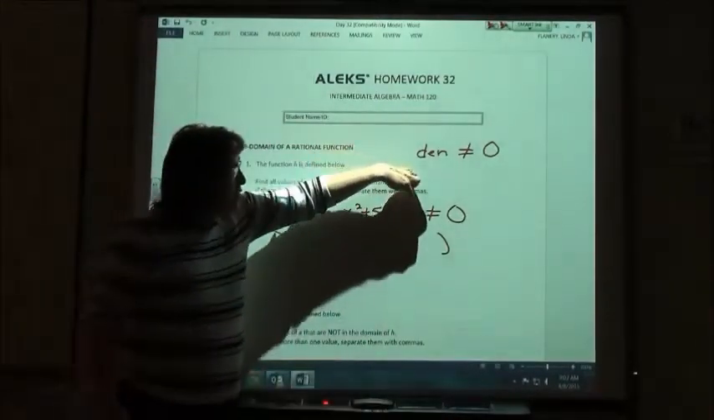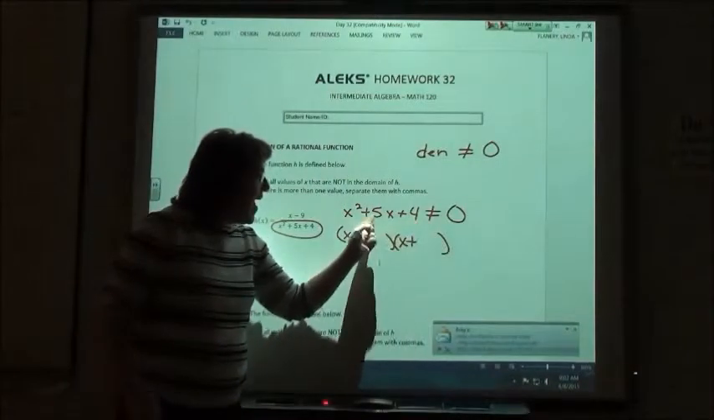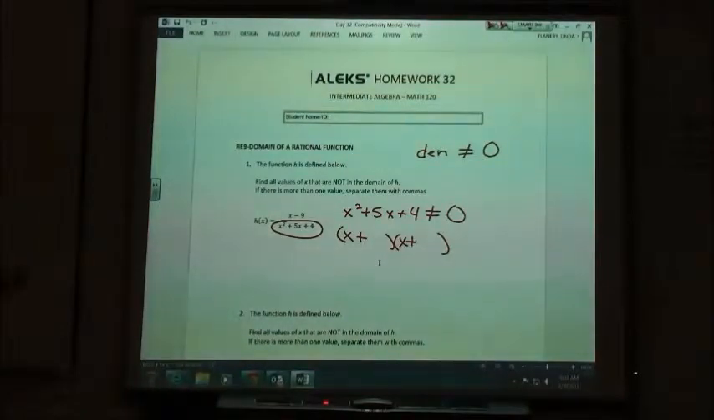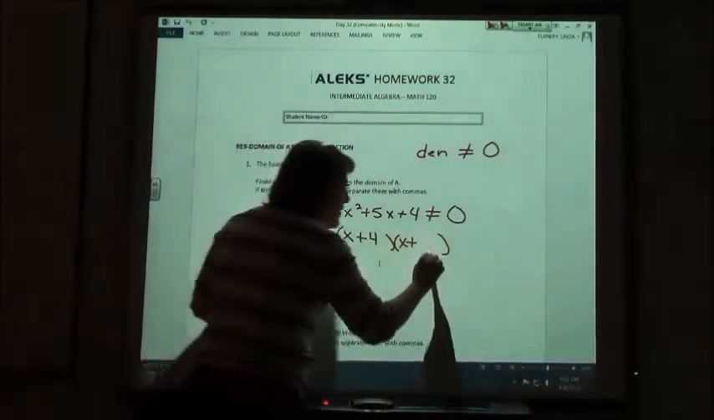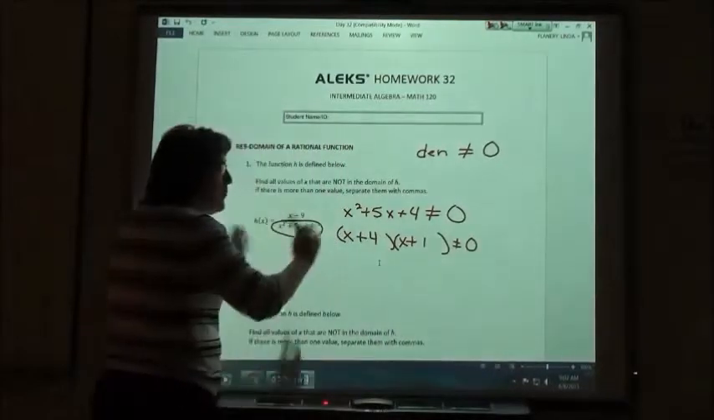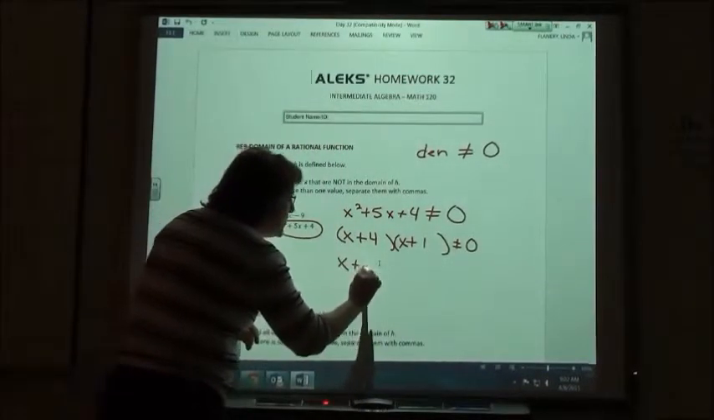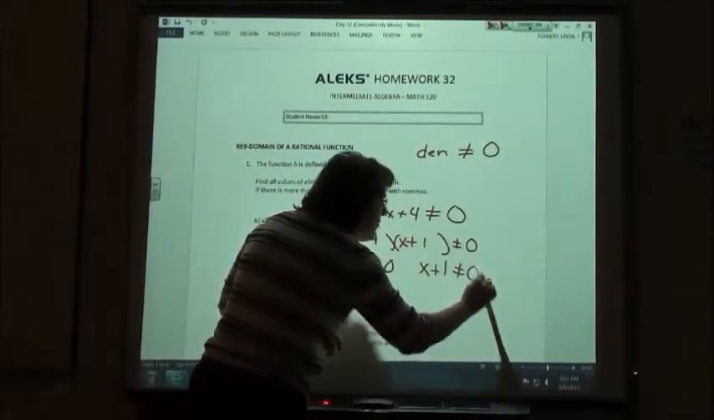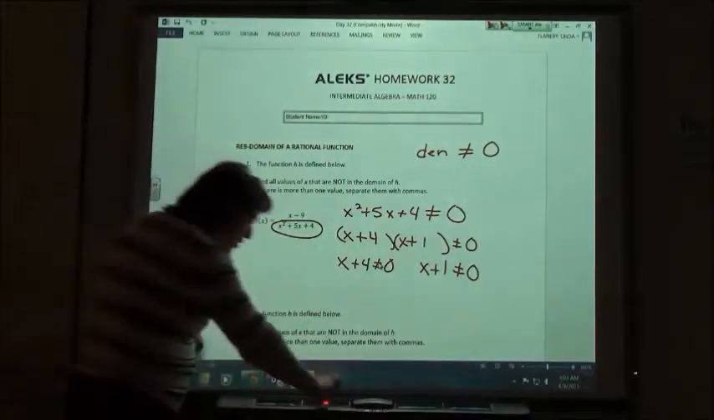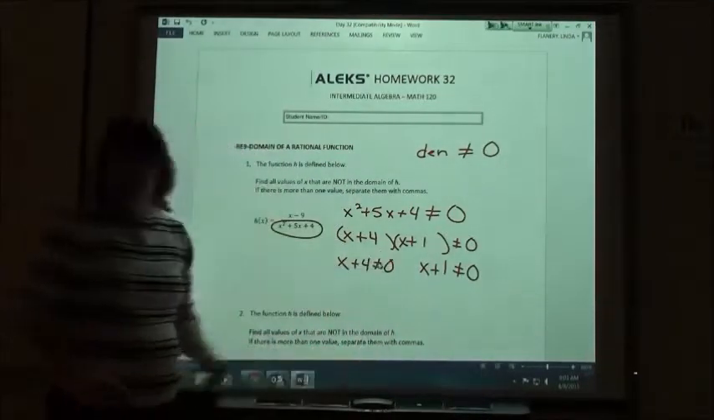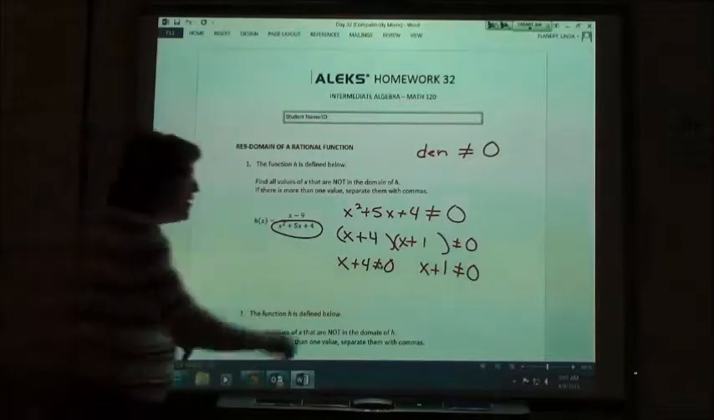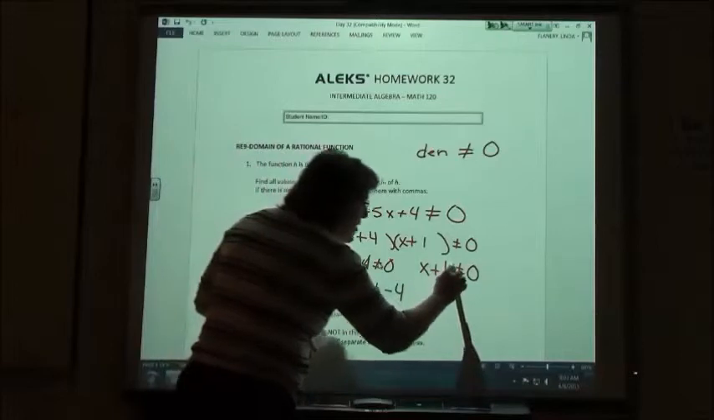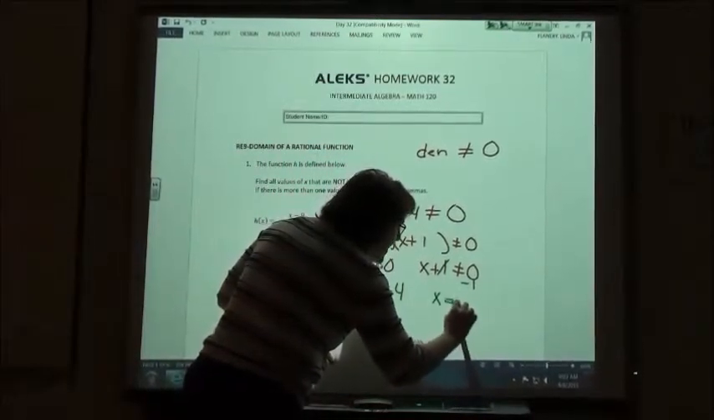So I want the factors of the end number 4 that add up to the 5 in the middle. What pair of factors for 4 add up to 5? 4 and 1, exactly. And then we're going to just break it into 2 separate problems. Either the x plus 4 can't equal 0 or the x plus 1 can't equal 0. And so when we solve each of those, we're just moving our number to the opposite side, which changes our sign. So here, x can't equal a negative 4, and over here, x can't equal a negative 1.